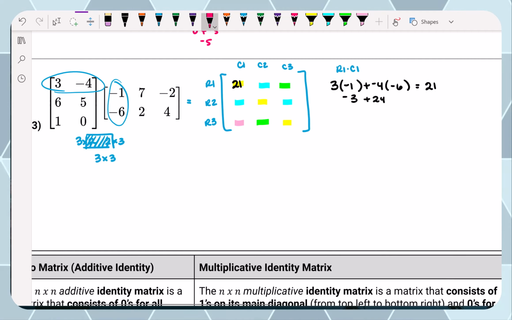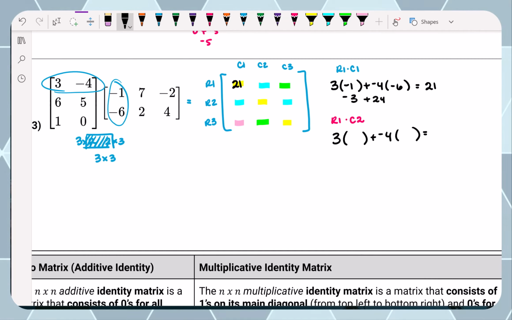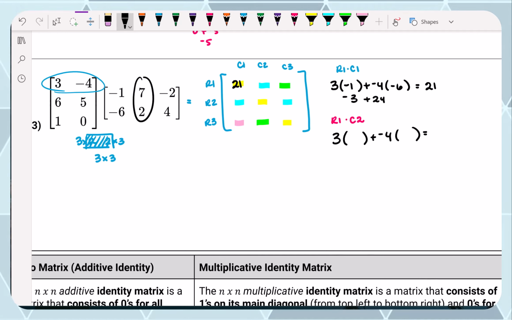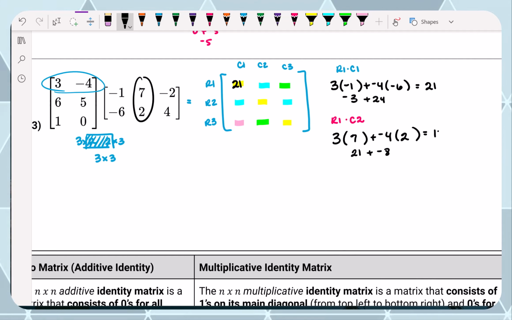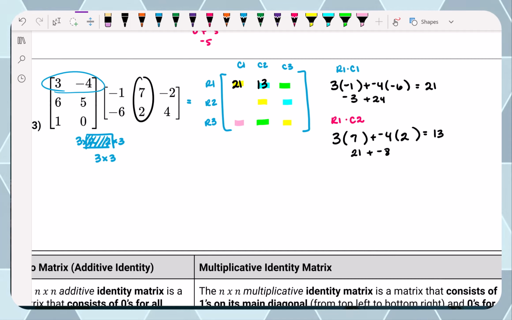Okay, moving on. I'm going to do row 1 and column 2. If you repeat the same row, you can use the same 2 numbers, but then you've got a new column. So now I'll be using 7 and 2. So 21 plus -8, that's going to give me 13. Oops, I just wrote it in the wrong spot.